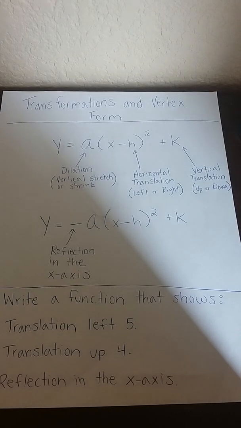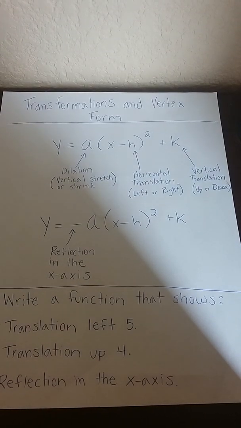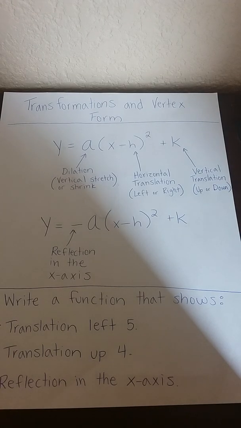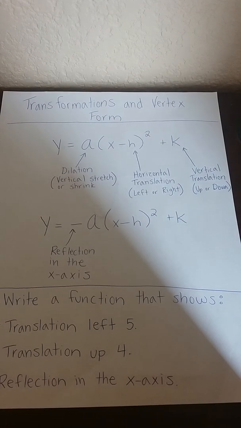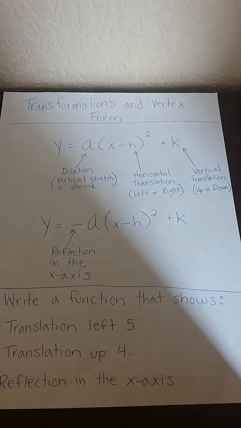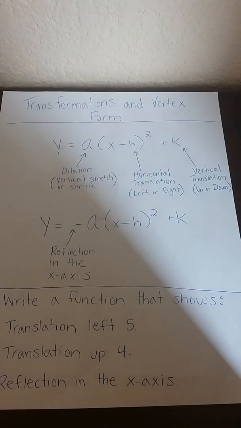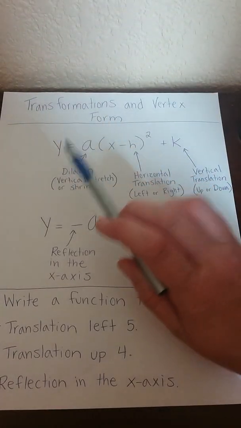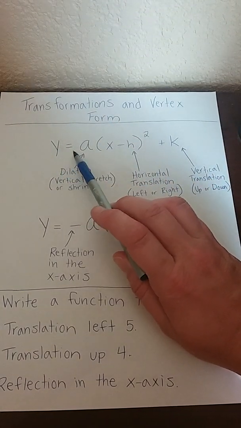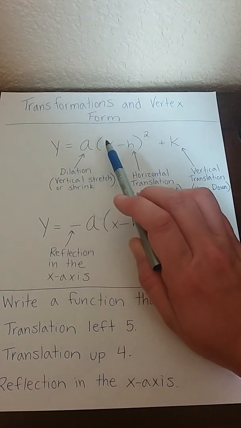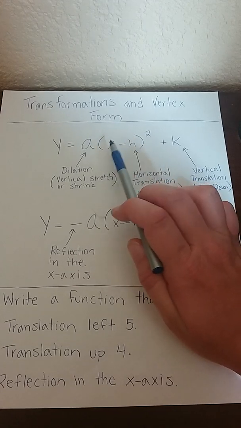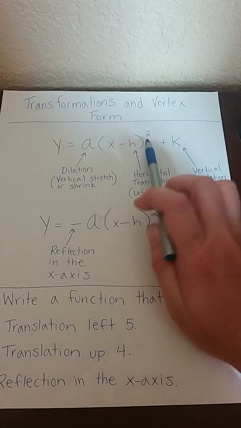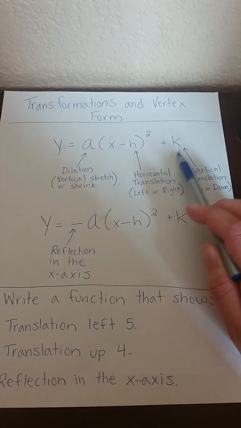Algebra, welcome back. Today we're talking about transformations and vertex form. This should look familiar, but today we're just spelling it out really explicitly what transformations go where in vertex form. So, in vertex form, we have y equals a times the quantity x minus h squared plus k.